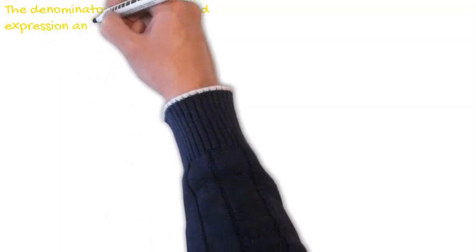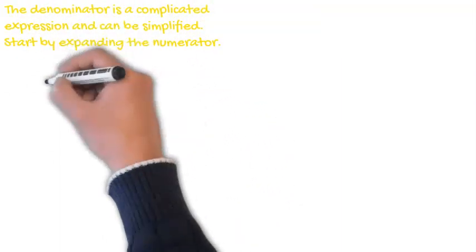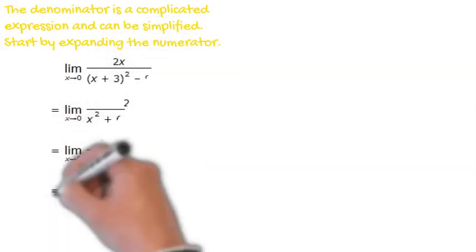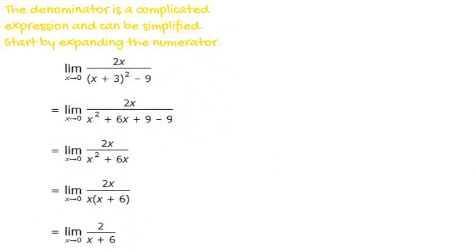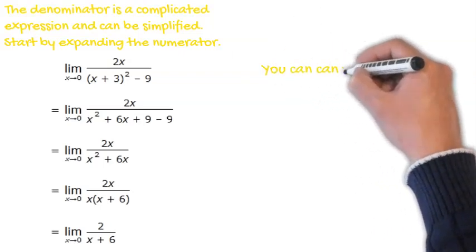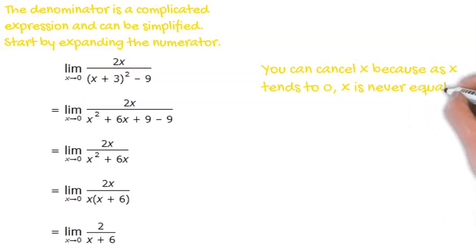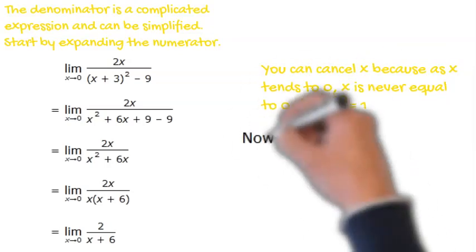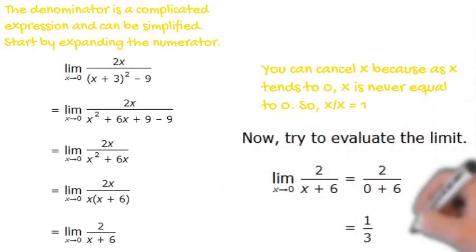The denominator is a complicated expression and can be simplified. Start by expanding the denominator. You can cancel x, because as x tends to 0, x is never equal to 0. So x over x equals 1. Now try to evaluate the limit.